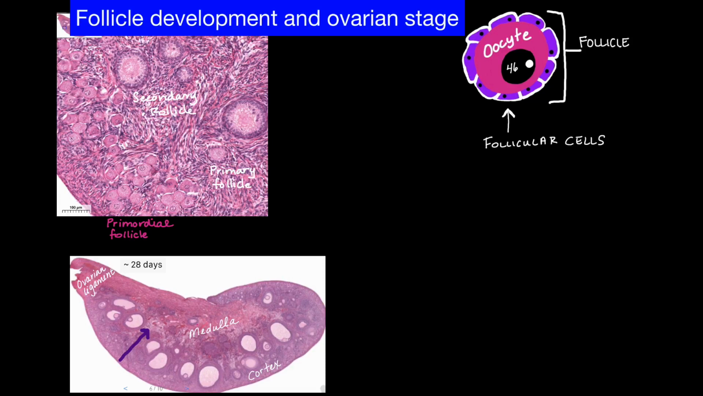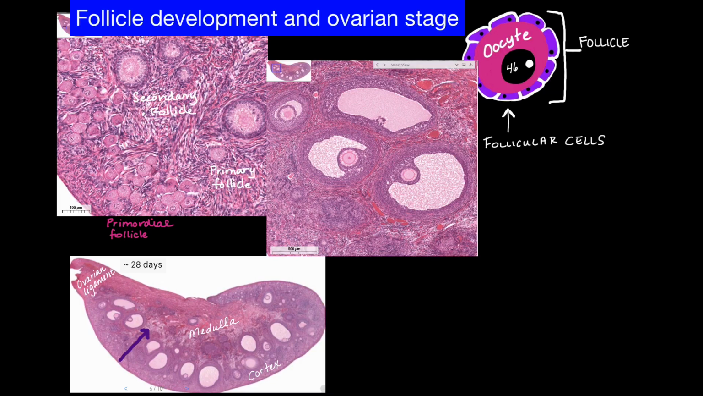Once this follicle grows even more in response to FSH levels, we now have a secondary follicle. You can see that the primary oocyte is getting a little bit bigger. It's still called a primary oocyte because it's arrested in meiosis 1, but we now see two rings of cuboidal cells. So when we have at least two rings, we're dealing now with granulosa cells, and we have a secondary follicle.